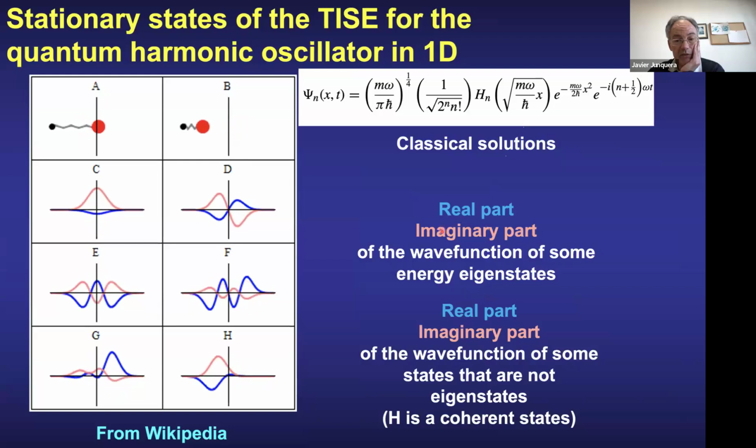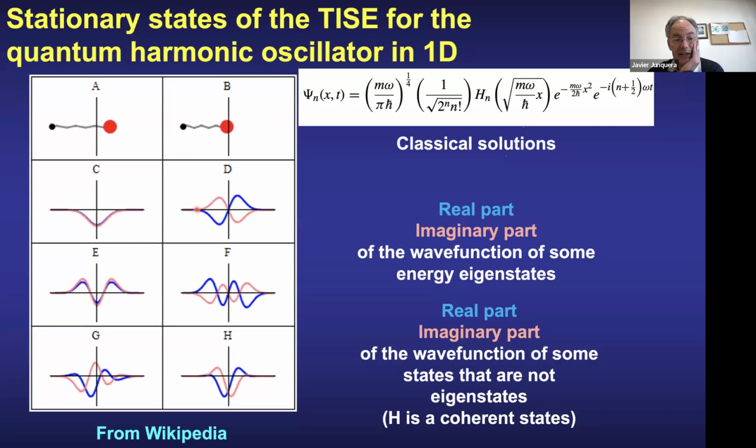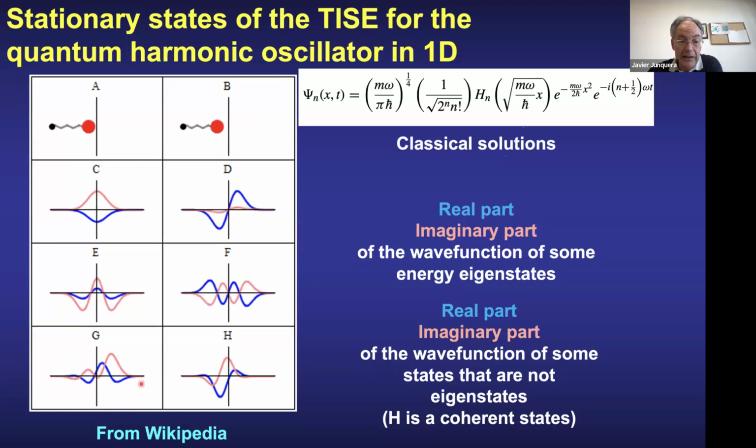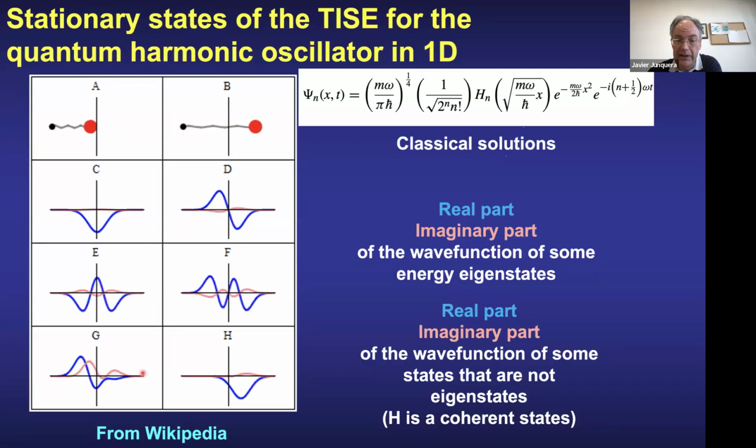So finally, let me plot here another movie with the evolution of the real part and the imaginary part of the wave functions of some energy eigenstates. So the ground state is here, the first excited state is here, the second and the third. Here at the top, you have the classical movement of a particle attached with a spring. And then here you have again the evolution in time of the real part and the imaginary part of wave functions of some states that are not eigenstates.